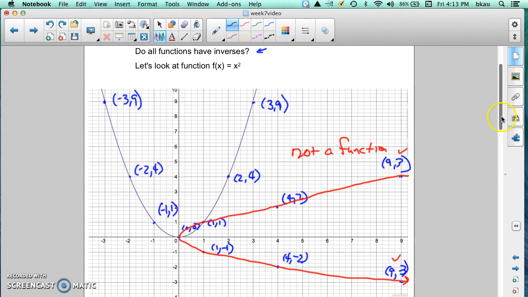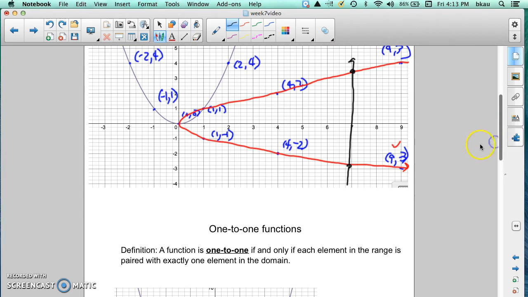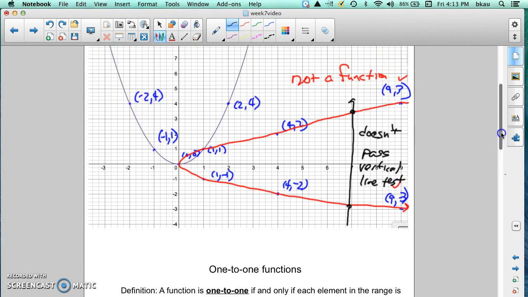If we draw a vertical line, it doesn't cross once. It crosses twice. So it doesn't pass the vertical line test. So the inverse is not a function.